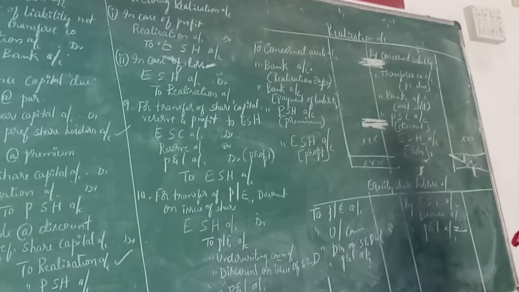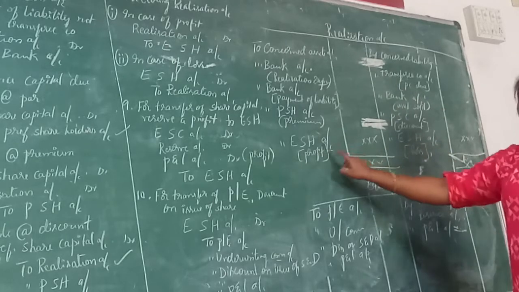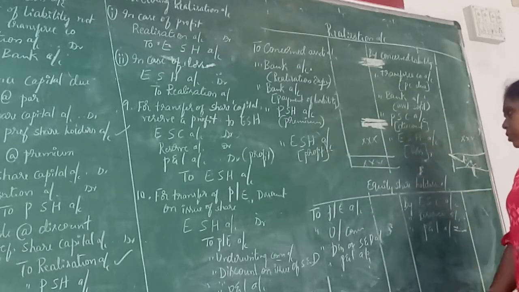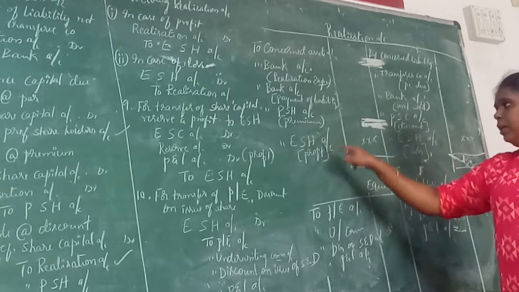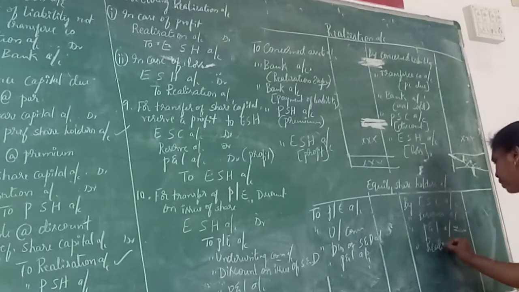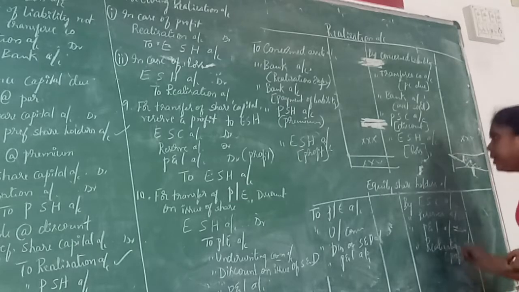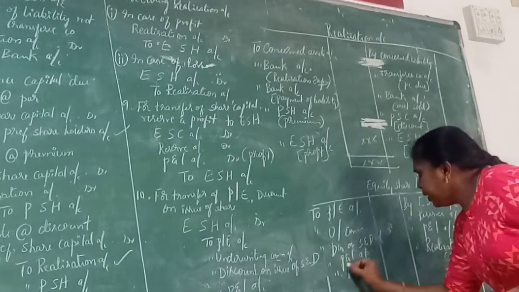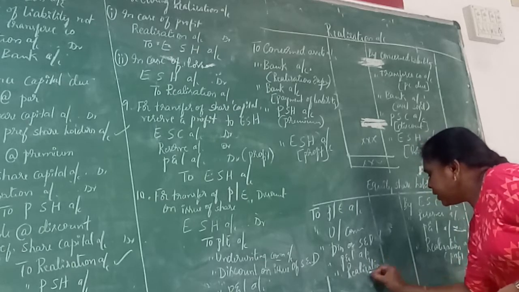Next, in order to close the equity shareholders, in realization account we have calculated the balancing figure. So that we need to post to the equity shareholders. Here we wrote to equity shareholders, that's a profit. Here we have to write by realization account. So that is profit. Next, here to realization account. It's a loss.